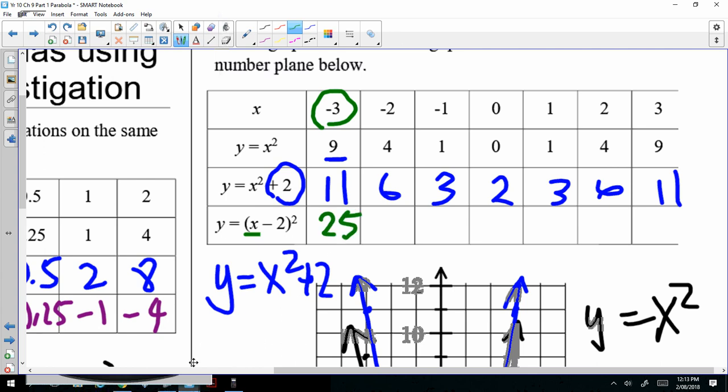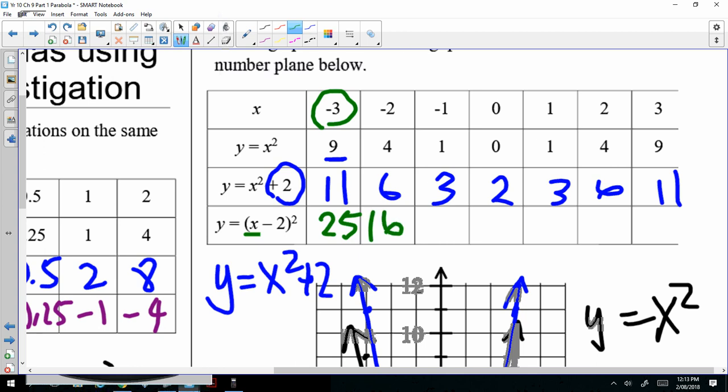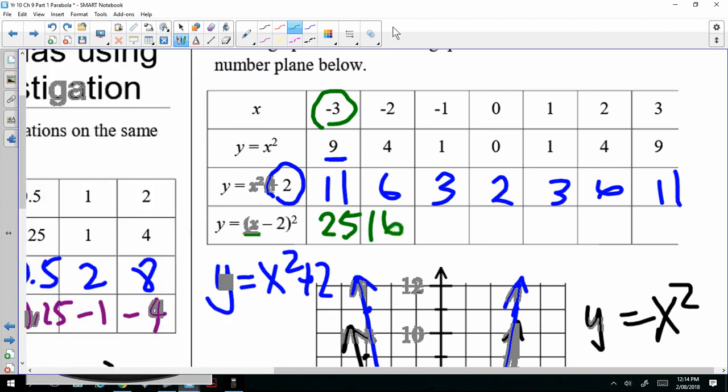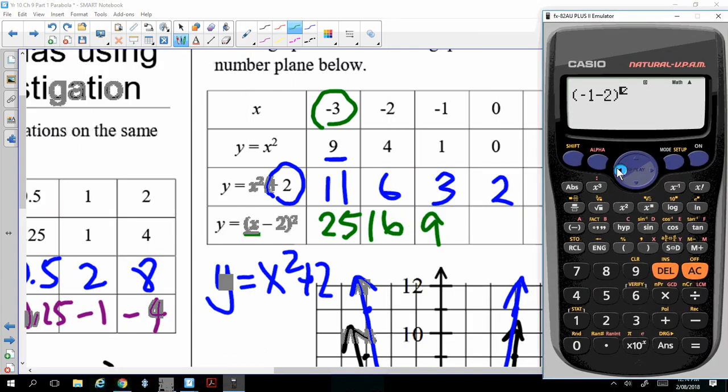I should get rid of the start mode. The next one: bracket -2 minus 2, close bracket, square. You should get 4 squared, which is 16. And then the next one is -1, you should get 9. Then we just keep doing the same thing: 9, so 0, then 4, and then put 1 in.